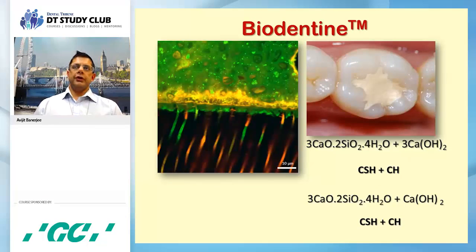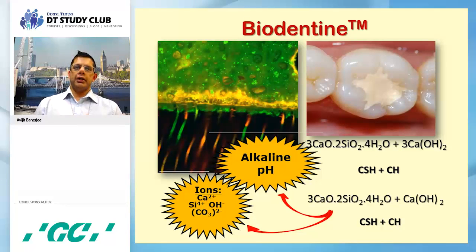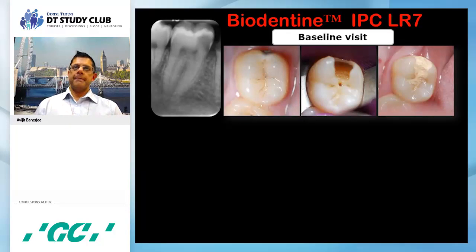And this material is not glass ionomer, and it shouldn't be compared to glass ionomer, in the sense that it's a very different chemistry. Calcium silicate hydrates and calcium hydroxide are produced, which gives a very alkaline pH and lots of good remineralizing ions on the tooth surface.